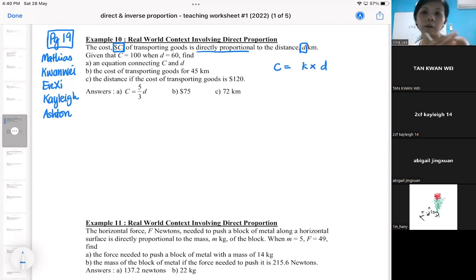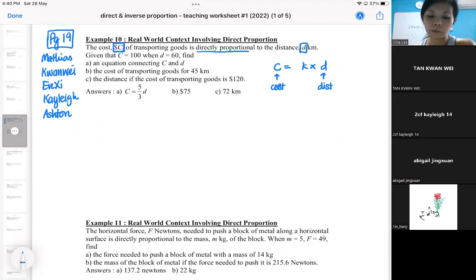So like how you have been trying to do just now. Just now you're dealing with X and Y. Now you're dealing with capital letter C and the small letter D. So while you set up, you must remember this represents the cost and this represents the distance. So it will be the same setup, just with a different algebra.